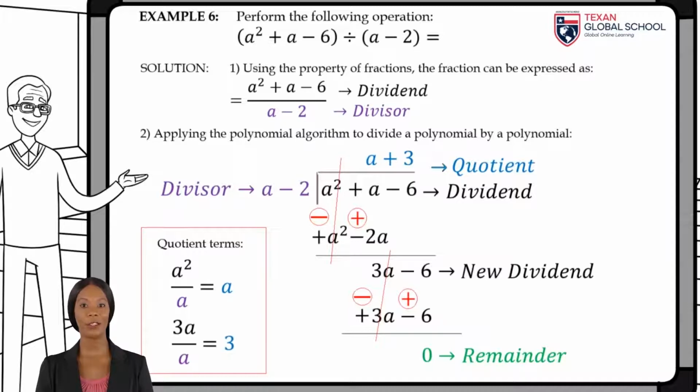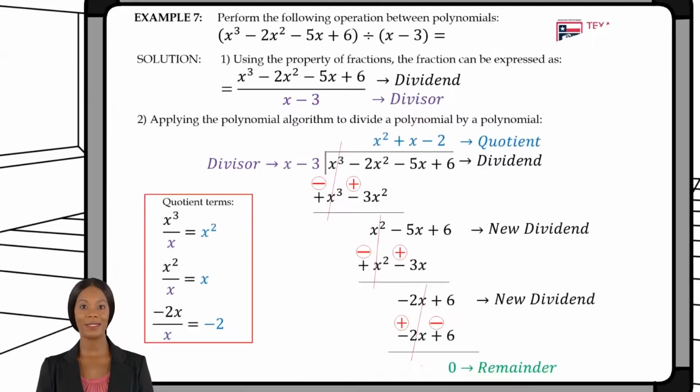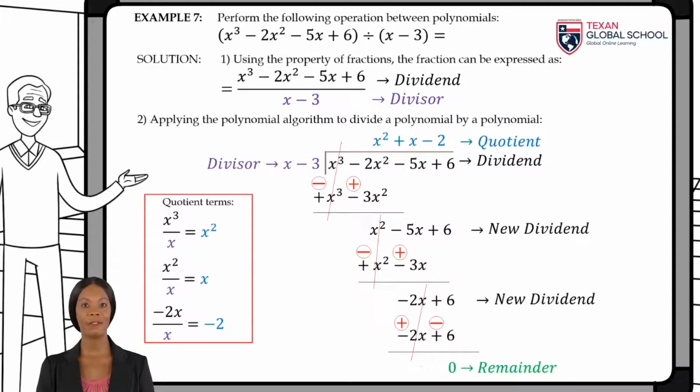Now, we take the first term of the new dividend, 3a, and divide it by the first term of the divisor, a. We obtain 3, which is the next term of the quotient. It is placed in the corresponding column. This term 3 is multiplied by each term of the divisor, obtaining 3a minus 6, and is placed under the new dividend. The polynomials are subtracted, and we obtain, in this case, 0 as a remainder. In the following example we will repeat the process.